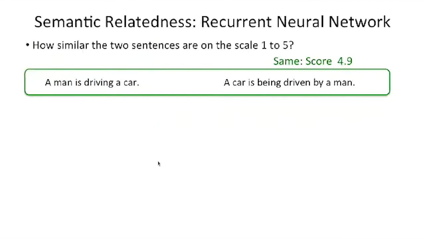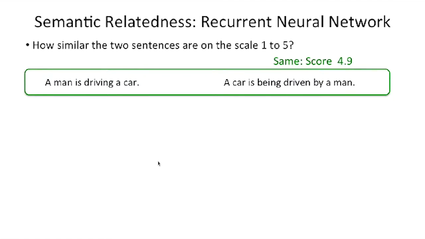Now, what you can do is build a system that looks at semantic relatedness. This is a very important example where I give you two sentences and I have to tell you, do they mean the same thing? And that's an important task to do when you're trying to do sentiment analysis, or when you try to understand what's in the document and so forth.